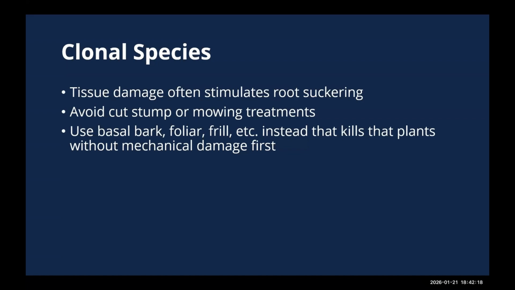So with these clonal species, particularly black locust, tree of heaven, and roundleaf bittersweet, I avoid using cut stump treatments because you're damaging the top of the plant and stimulating it to sucker. For the same reason, I avoid mowing them or forestry mulching them. Instead, I use things like basal bark, foliar, girdle cuts, and injections that kill the plant without that heavy mechanical damage. So you're killing the plant without first stimulating it to root sucker. You seem to have a lot better success going slow at it than cutting them down.